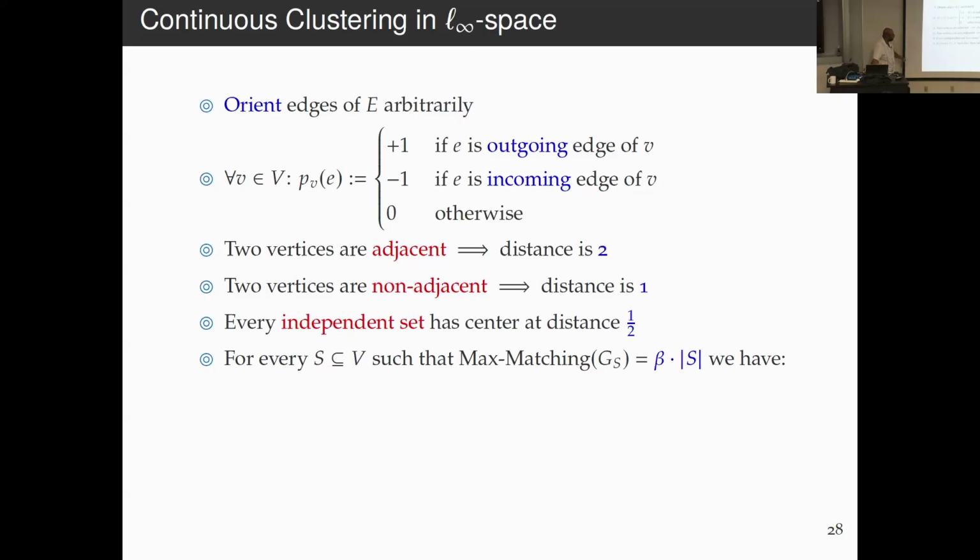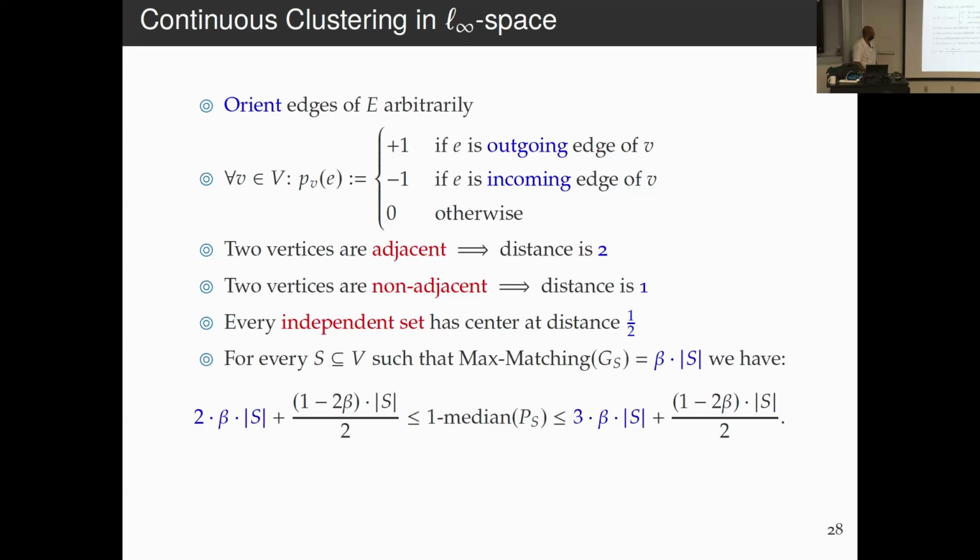Now here is some claim. You take a subset of vertices S such that the max matching induced on that subset is at most beta times S. Okay. Here is something about the one median, like a lower and upper bound.